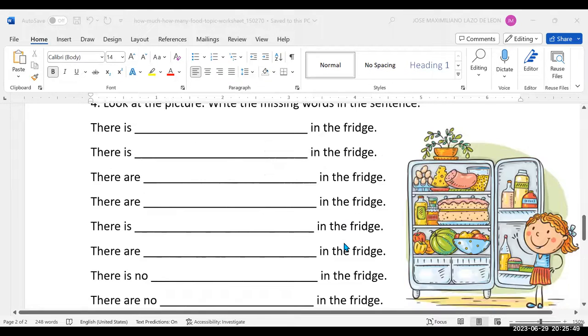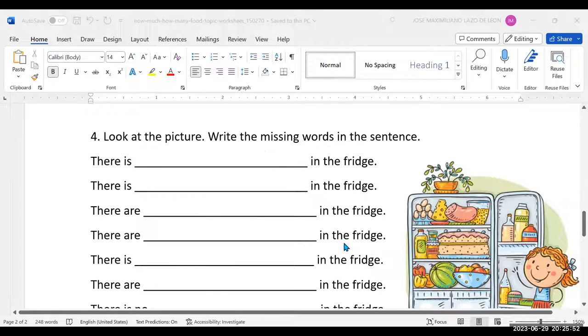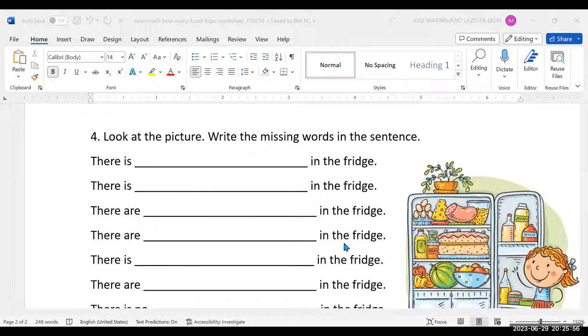How many hamburgers? And the last one. Okay, look at the picture. The missing word in the sentence. We are going to talk. There is in the fridge. Okay, tell me, what can you see there?